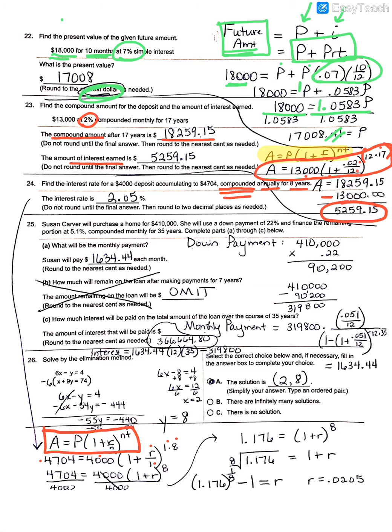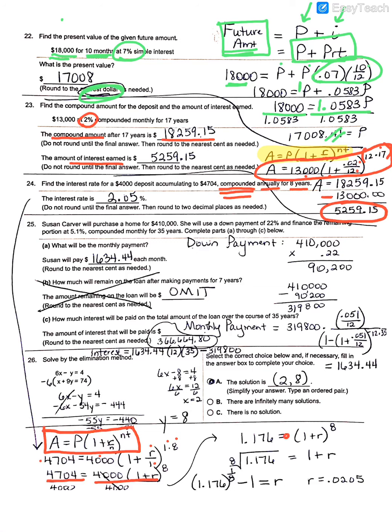So I've got to do a little algebra first. I want to get the R eventually by itself, so I first started out dividing both sides by 4,000, and it's okay. I went ahead and went to a decimal here, just carrying 3 places. So 1.176 is equal to 1 plus R to the 8th, and the way that you get an 8th power to cancel is you take what's called an 8th root. So I took the 8th root of both sides.